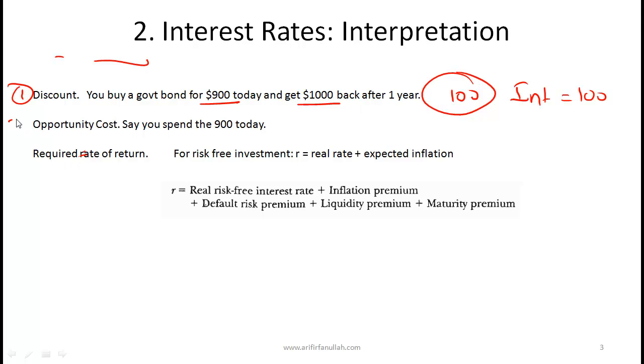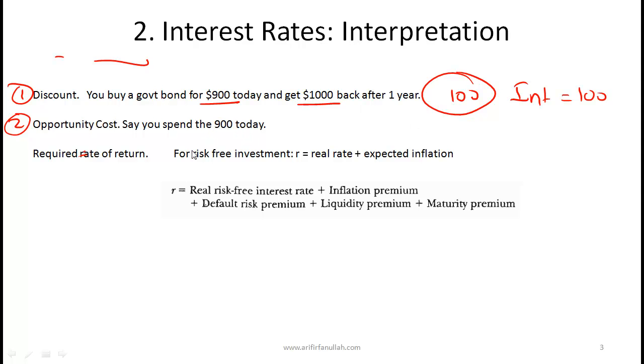Then the second interpretation is that interest rate is effectively an opportunity cost. What does that mean? Let's say that instead of investing that $900 in a government bond, you spent that $900 on buying a TV, or just spent it somewhere. What was the opportunity foregone? The opportunity foregone is that $100 interest, and again as a rate it would be 100 divided by 900.